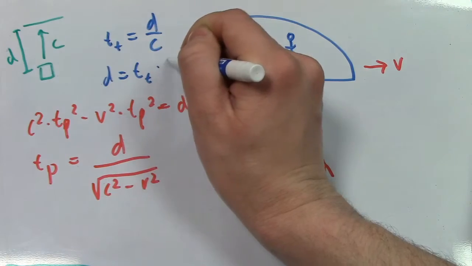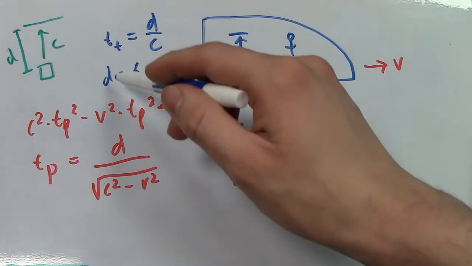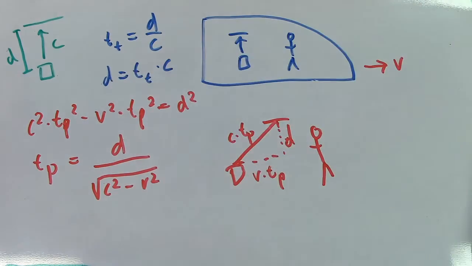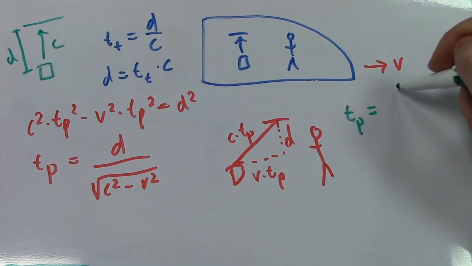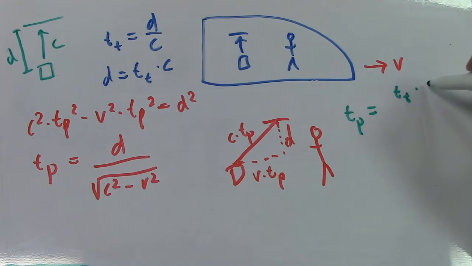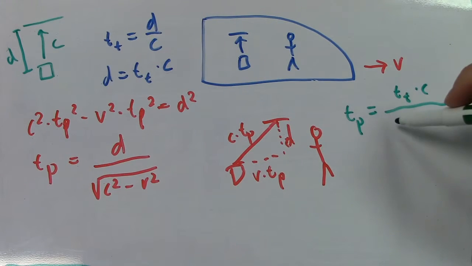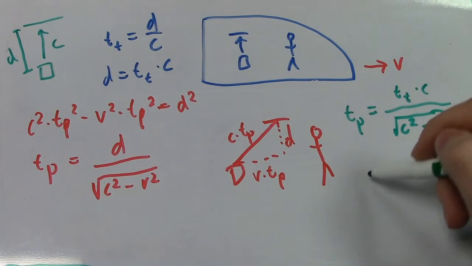Because the train was not moving up and down, only left to right, the vertical distance is the same for both observers, on and off the train. Plugging in a rearranged form of the time measured by the train observer, we see that t sub p equals t sub t times c divided by the square root of c squared minus v squared.